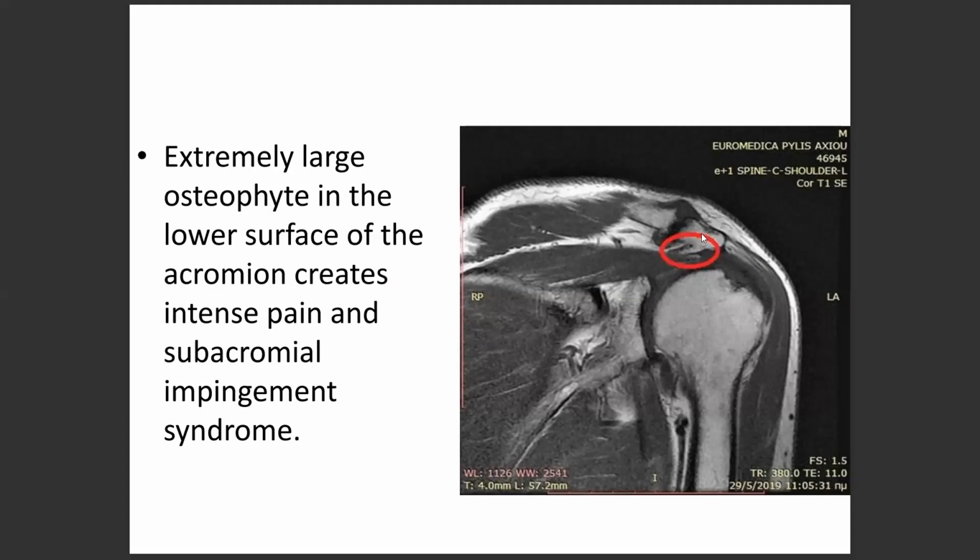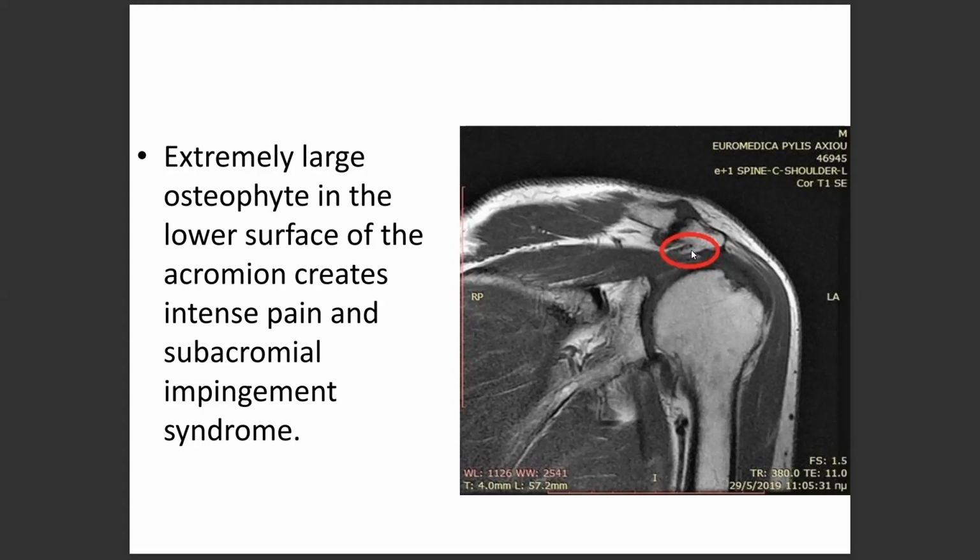Now if you look at this area, this is the acromion, and these are small bones. We can see here a large osteophyte, which is attached to the lower surface of the acromion. This is the supraspinatus muscle. This is the humeral head. This is the glenoid fossa. This is the space between the glenoid surface and the humeral head. This is the deltoid muscle.